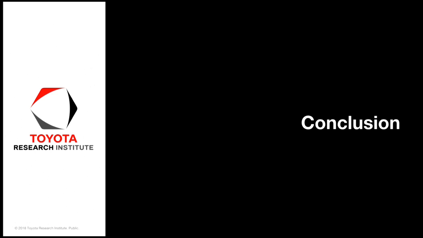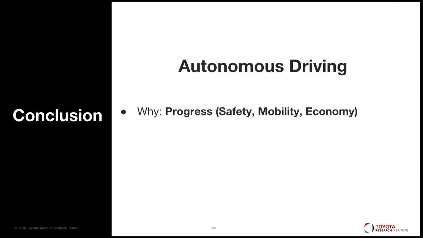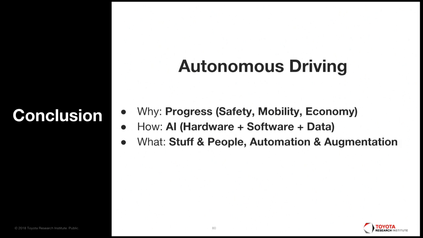All right, conclusion, and that's the last slide. Thank you for your patience. It has been a long evening. Autonomous driving. We talked about the why at length at first, because I think it's really important, and this humanitarian values of progress, safety, mobility, economy. The how, so AI, and that's the reason I give this talk tonight, hardware, software, and data. Talking about software 2.0, etc.